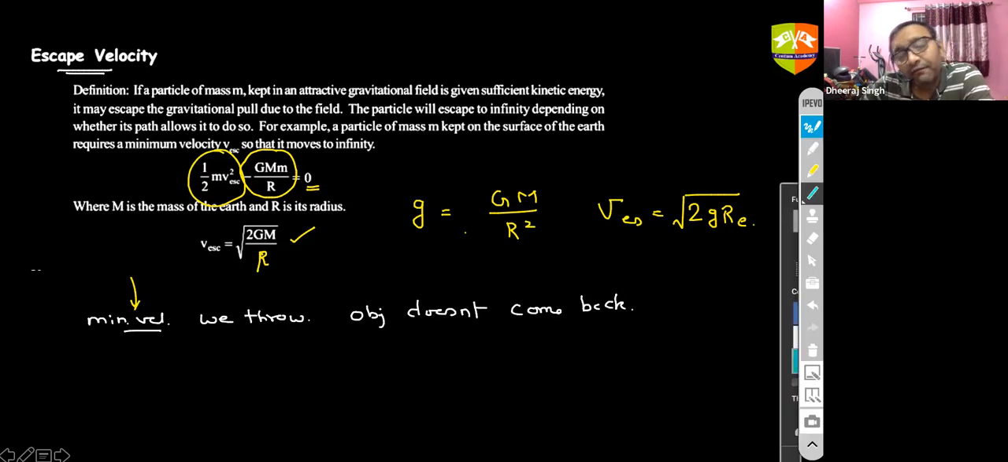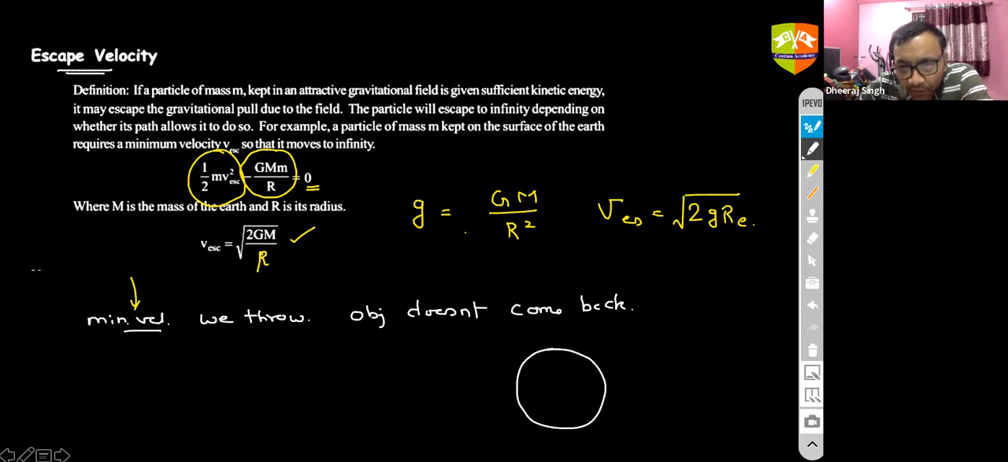Now, does it matter in which direction you're throwing the object? This is the Earth. Does it matter whether you're throwing it upwards in this direction, or you can throw in any direction? Escape velocity will be this only. Everyone, does it matter in which direction you're throwing? It does not matter. Ultimately, the object reaches infinity and the Earth becomes like a point mass when it goes very, very far.